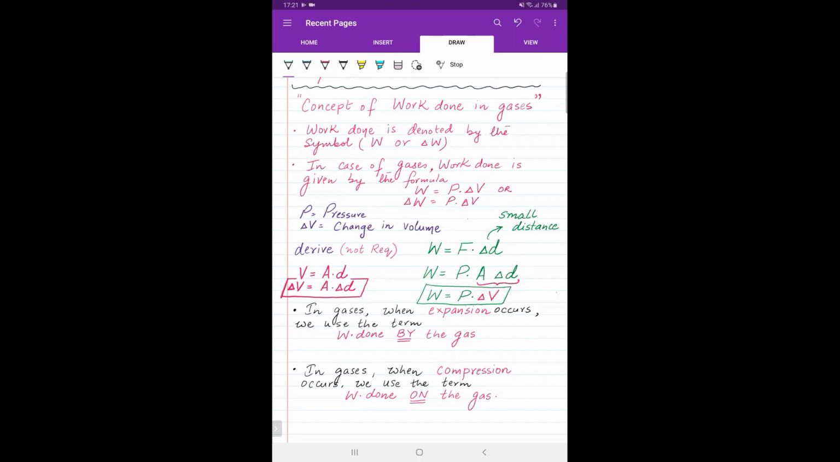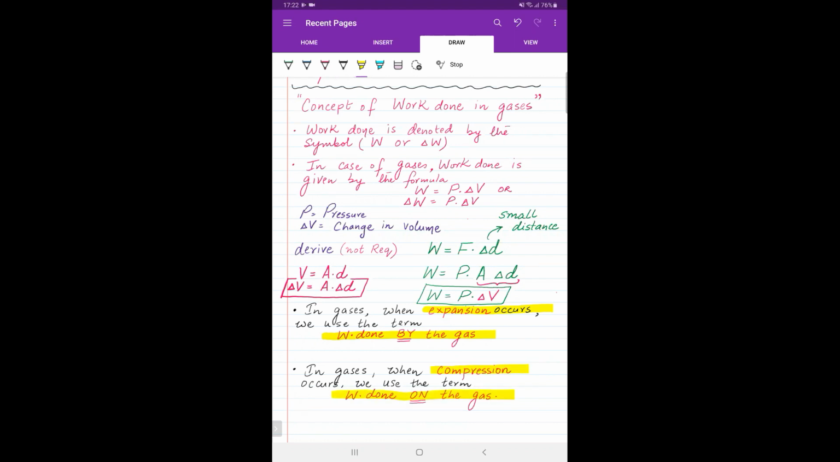अच्छा, अब इस फॉर्मूले को अप्लाई कैसे करना है ना, So before I move on to that working, जो next वाले दो statements हैं, जरा पहले उनको follow कर लीजिएगा, and then I'll move on to the application of this formula. So the next line, I've written down the statement. In gases, when expansion occurs, we use the term work is done by the gas. And similarly, in gases, when compression occurs, we use the term work is done on the gas.